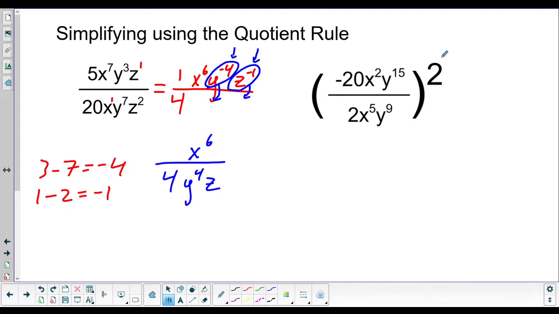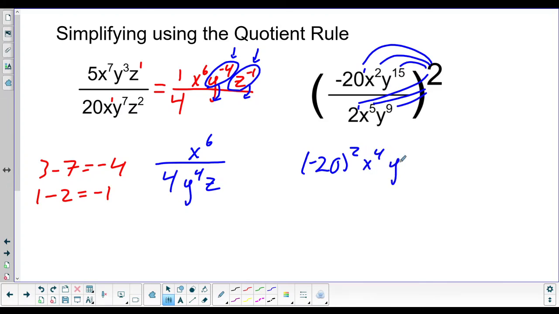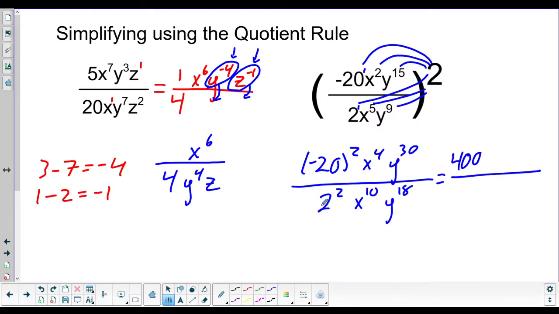Okay, the first way is we could just go ahead and distribute this 2 exponent to all the exponents, top and bottom. Okay, so we're going to have negative 20 squared x to the 4th, y to the 30th, over 2 squared x to the 10th, y to the 18th. Now we should clean up these coefficients. Negative 20 times negative 20 is going to give us positive 400. 2 squared is 4.